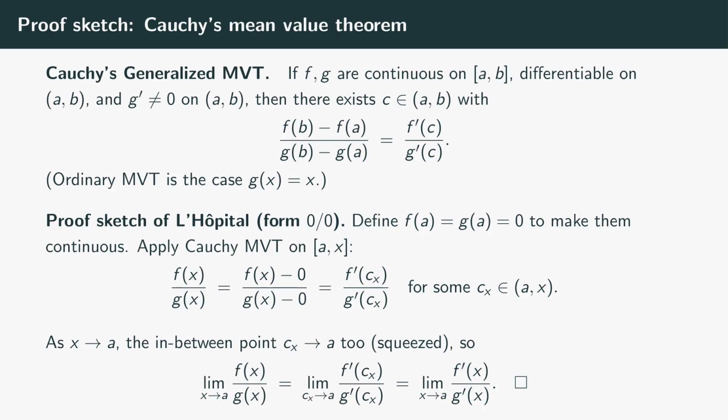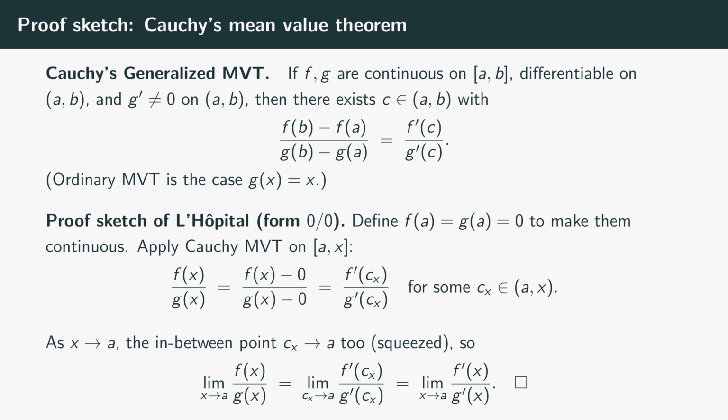Why does the rule work? The proof rests on a cousin of the mean value theorem called the Cauchy generalized mean value theorem. Recall the ordinary mean value theorem. For a continuous differentiable function on the interval from a to b, there's some point c in between where the derivative equals the average slope, f of b minus f of a, over b minus a.